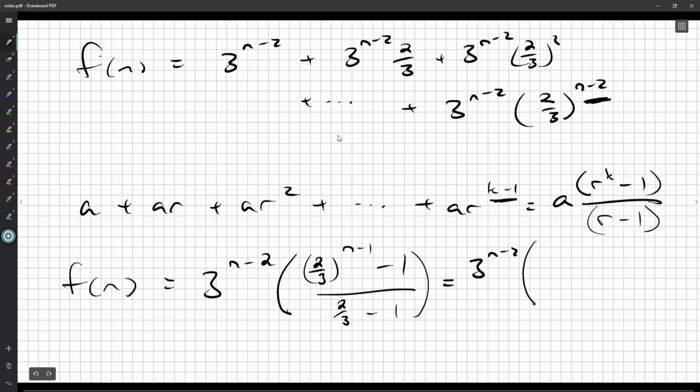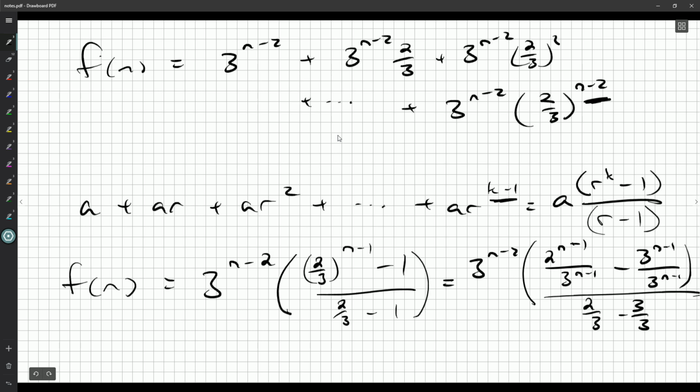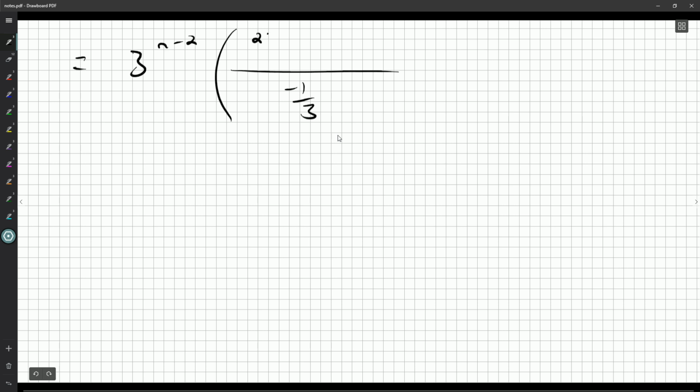3 to the n minus 2, we'll say 2 to the n minus 1 over 3 to the n minus 1 minus 3 to the n minus 1 over 3 to the n minus 1, all over 2 over 3 minus 3 over 3. To the n minus 2, it'll be a negative 1 over 3 on the bottom. 2 to the n minus 1 minus 3 to the n minus 1 on top.